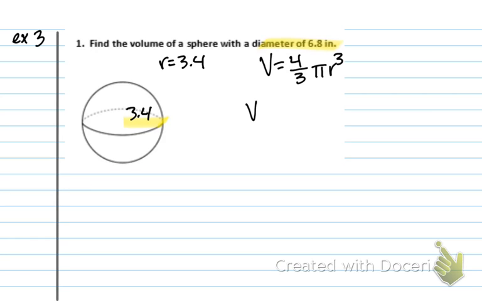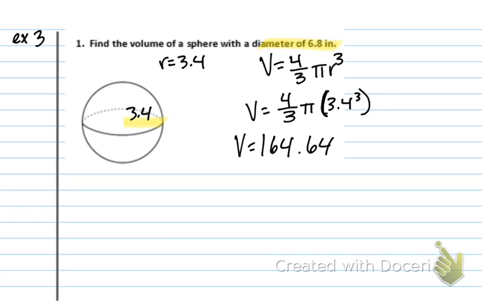Right. So in the calculator, we're going to put 4 over 3 times pi times 3.4 cubed. Remember, make sure your cube is inside the parentheses and on the outside. And let's see what that gets us. 3.4 cubed. There we go. We should get 164.64. And here they said inches is going to be our unit, so we're going to put inches cubed.